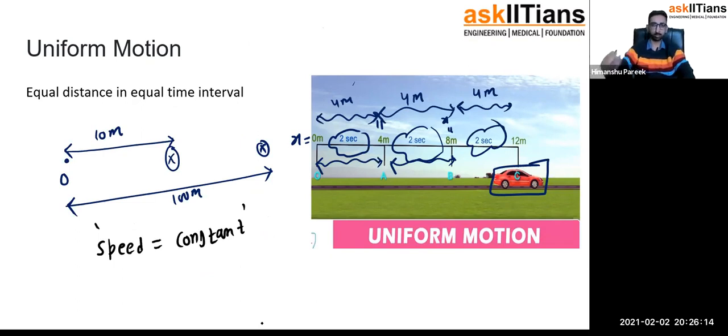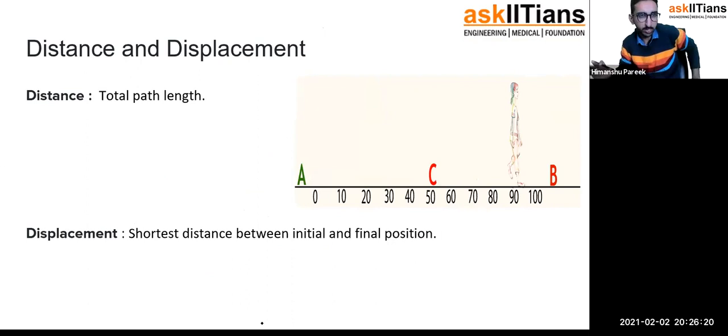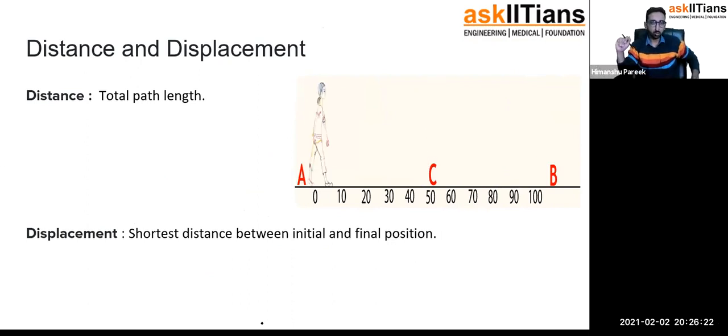Got my point? Okay. Now I'm going to define a few more terms, which are called distance and displacement. So what is the meaning of distance? You guys know it from before also. Distance means the total path length. So if you look at the motion of this lady, let's say she is starting from the location A.